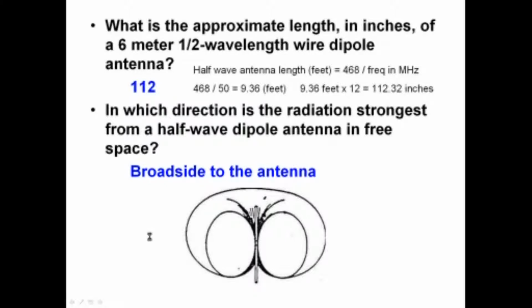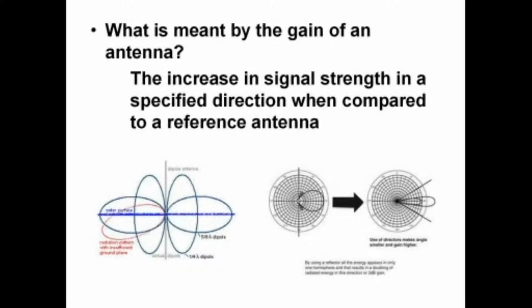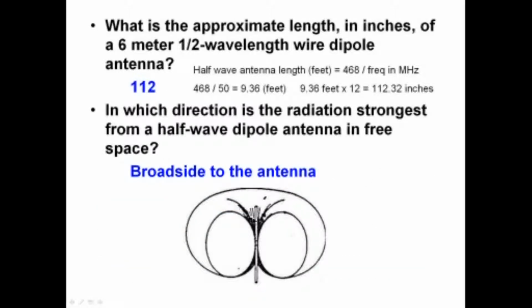What is meant by the gain of an antenna? The gain is the increase in signal strength in a specified direction when compared to a reference antenna. Now, we just took a look at that. Let me back up to it here. We just took a look at this half-wave antenna. Now, let's suppose that the station I want to talk to is out here. So instead of sending this energy all out around the antenna equally, I'm going to want to focus some of that energy out this way to where I want the stronger signal. And focusing that energy, cutting off this energy back here, pushing it out this way is what creates the gain.